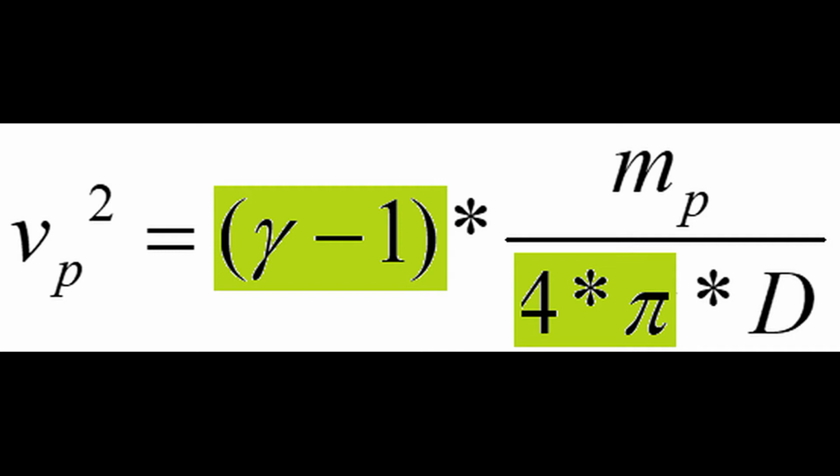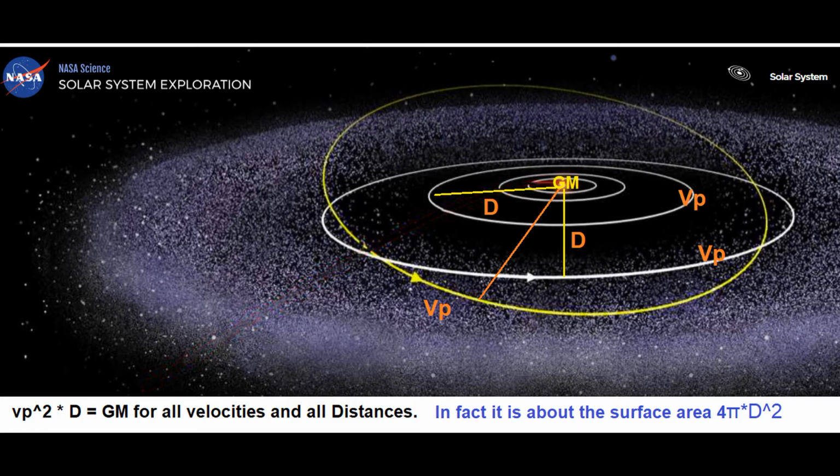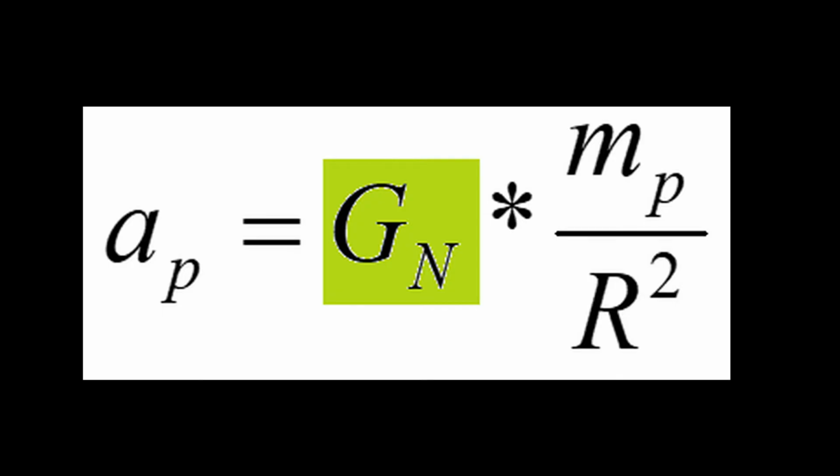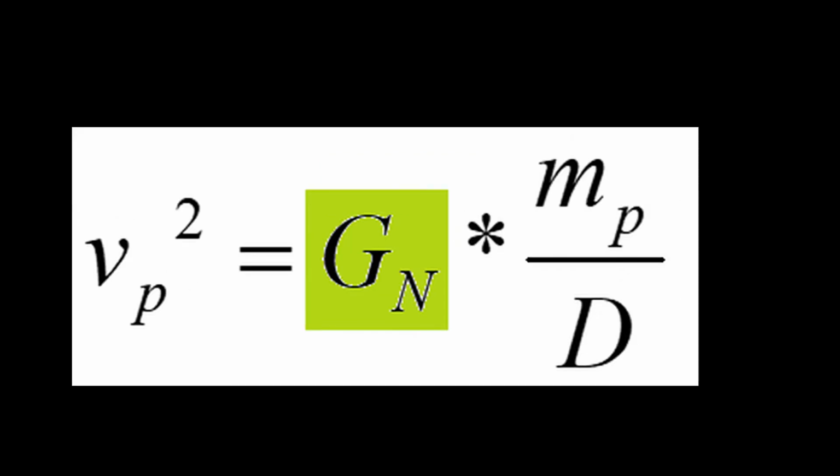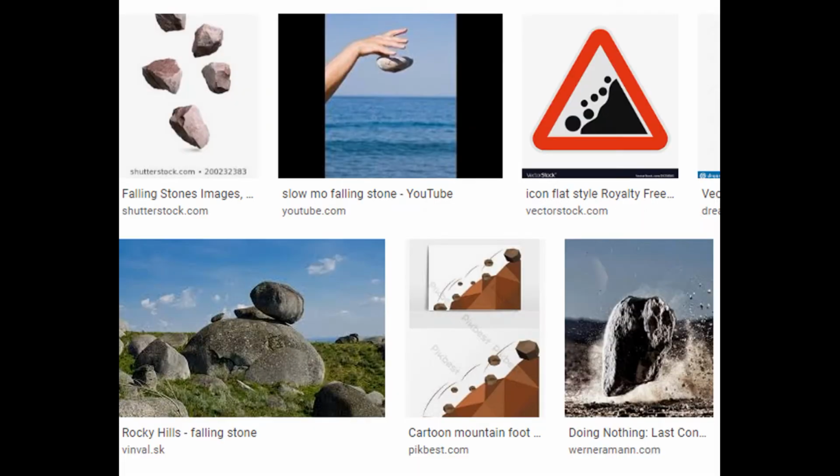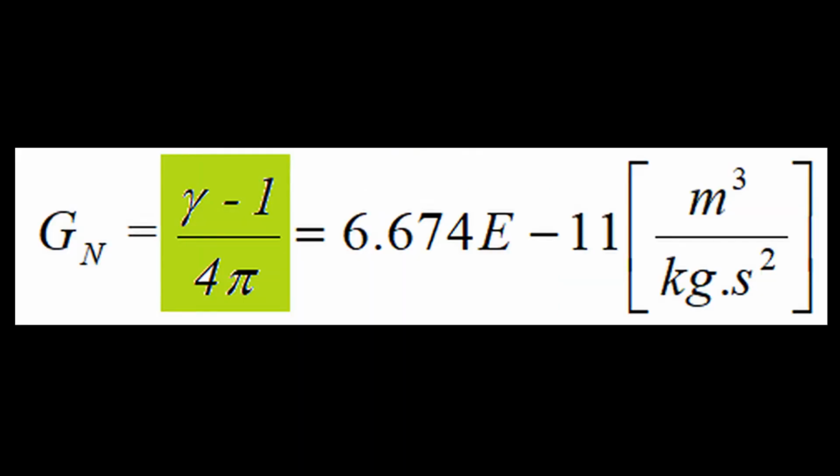The velocity squared is expressed by this formula. Vp being the orbital velocity of the planet, mp the mass of the orbiting planet and d being the distance to the central mass, our Sun. That must be the same as the well-known equations from Newton, ap for the acceleration at the surface and vp for the velocity of the orbiting planet. Gn for the well-known gravitational constant of Newton. Now we can see that gamma minus 1 divided by 4 pi is equal to the gravitational constant.